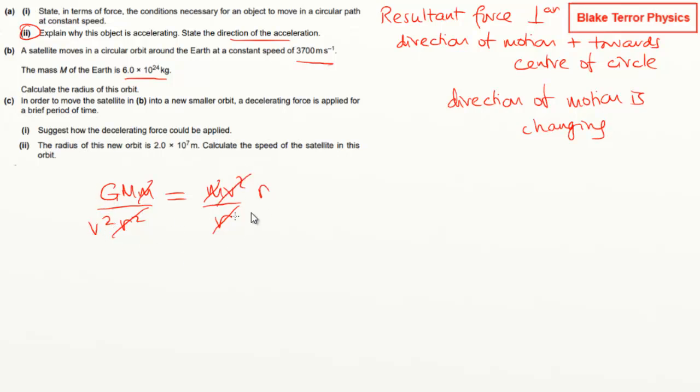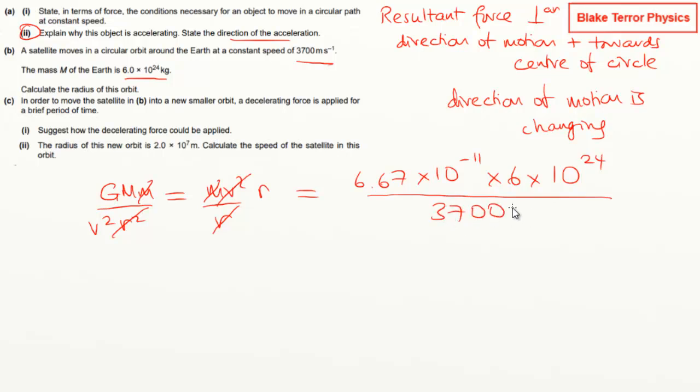So r is GM over v squared, so 6.67 times 10 to the minus 11 times 6 times 10 to the 24, divided by 3700 squared. So we can get rid of that 11, and then we've got 4 zeros we can take there. So that's 15 zeros we've taken off. It's probably going to come out close to 3, with all of the numbers on there.